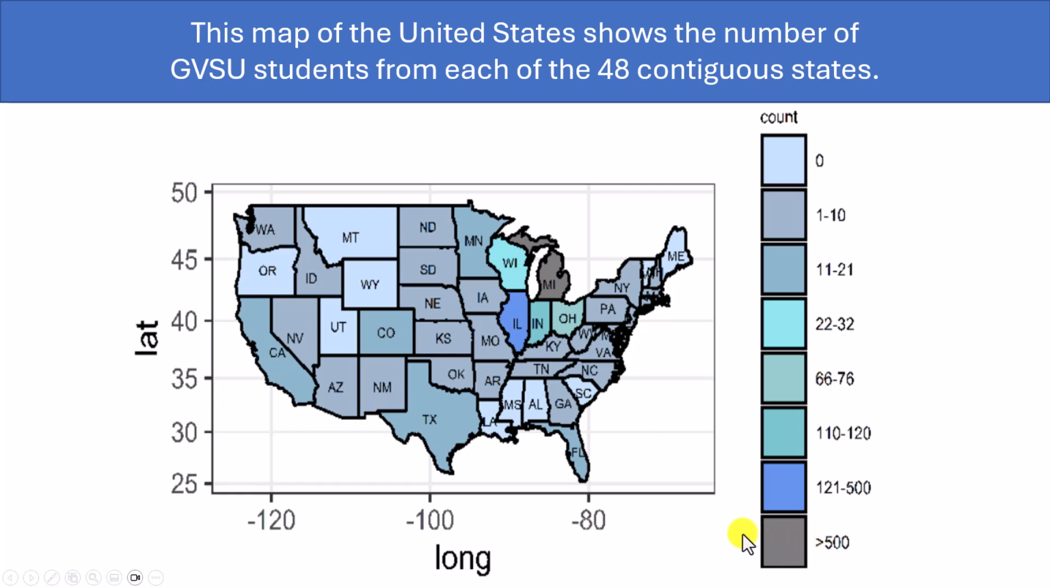There are a number of different states that don't have any Grand Valley State University students, at least at the time that this map was created, including Montana, Wyoming, Utah, Oregon, and a few other states down south, maybe Maine, maybe some other states as well.